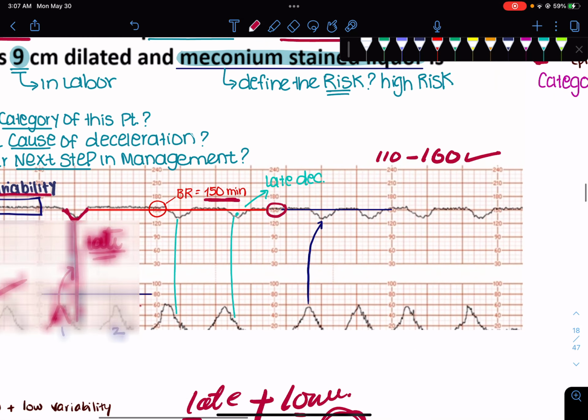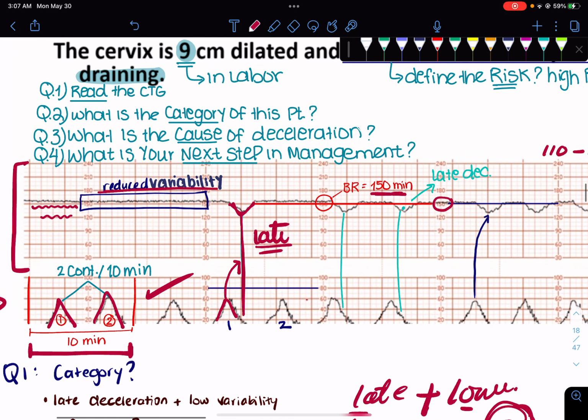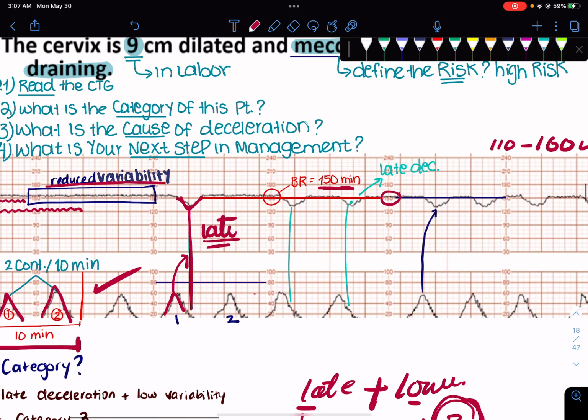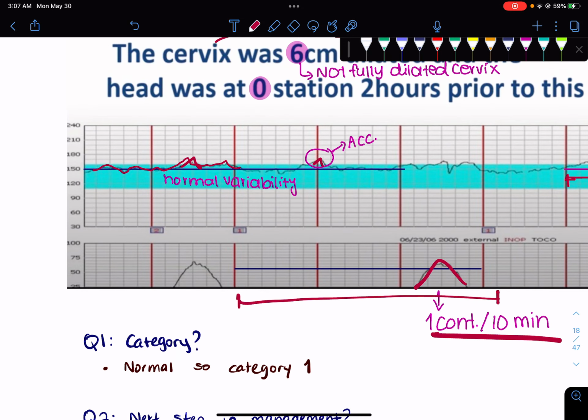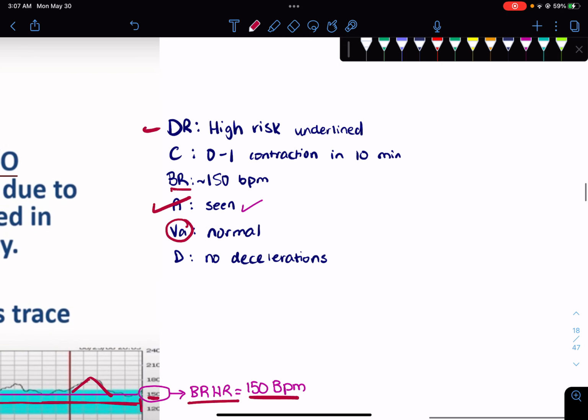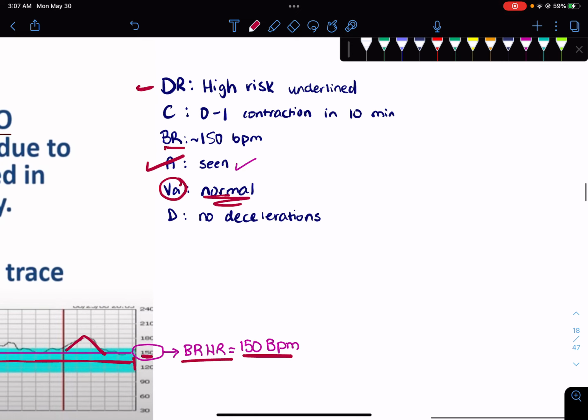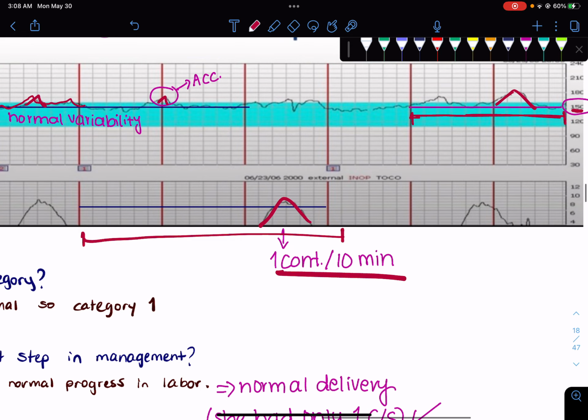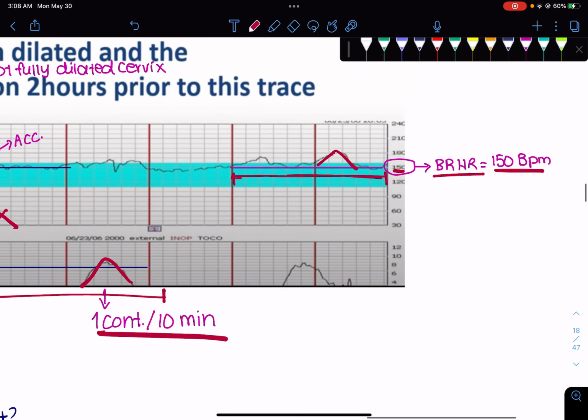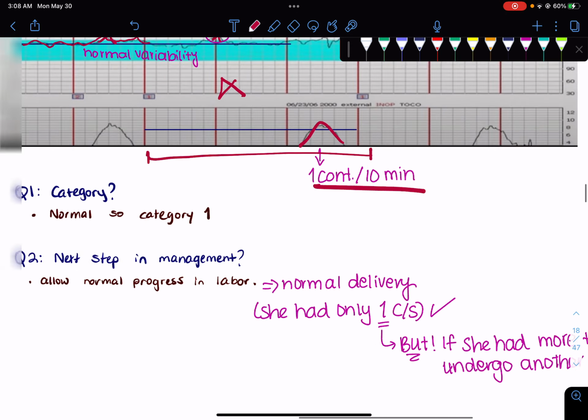It wasn't like here. Do you see here? It's very small, like small zigzags. But here no, there is a variability. So she has normal variability. Okay, what about decelerations? Are there decelerations and what type? Apparently she doesn't have any decelerations, which is a good sign. Okay? So this is my patient.